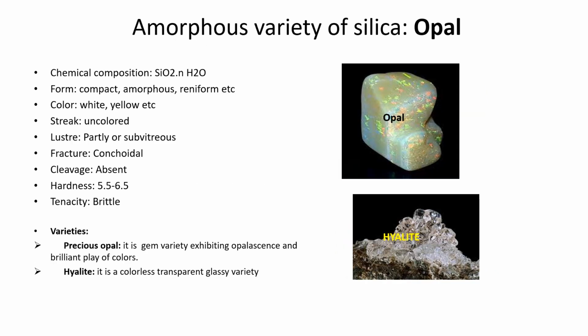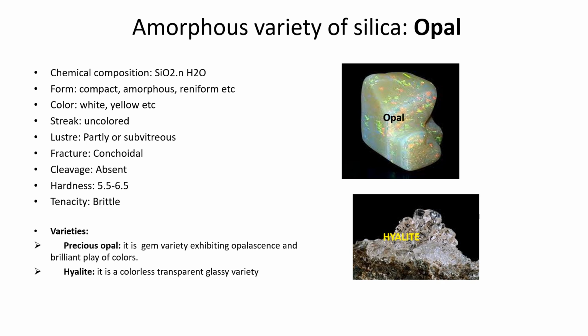Another variety, known as the amorphous variety of silica, is opal. Its chemical composition is SiO2·nH2O. It consists of water molecules. It exists in different forms like compact, amorphous and reniform, like kidney form also. Color: it exhibits white, yellow, etc. The streak is uncolored. The luster is partly or subvitreous, and the fracture is conchoidal. Cleavage is absent, hardness is 5.5 to 6.5, and the tenacity is brittle.